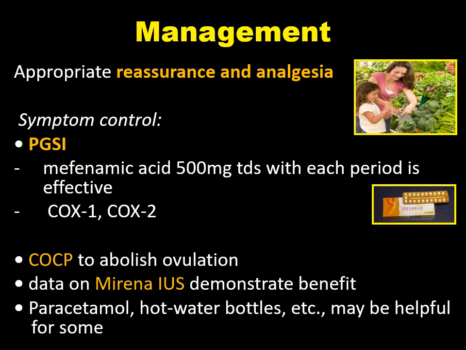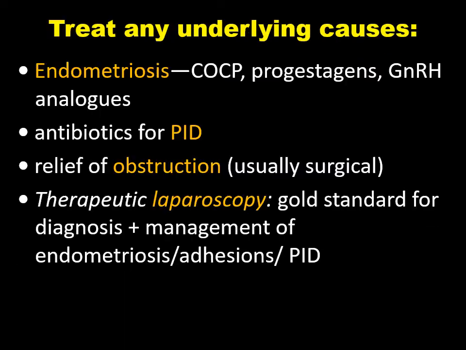We start with the onset of pain and during the bleeding days. The other options include cyclooxygenase inhibitor 1 and 2. We may use combined oral contraceptive pills to stop ovulation, and if the period is anovulatory, we expect no pain with the period. Mirena intrauterine system may be beneficial, but we don't usually use it in single patients.